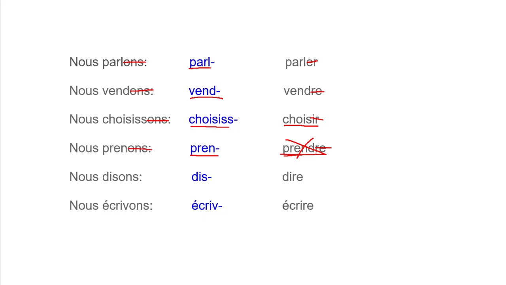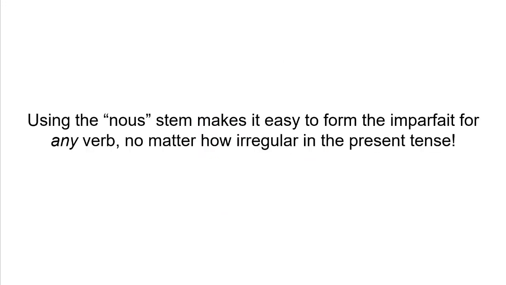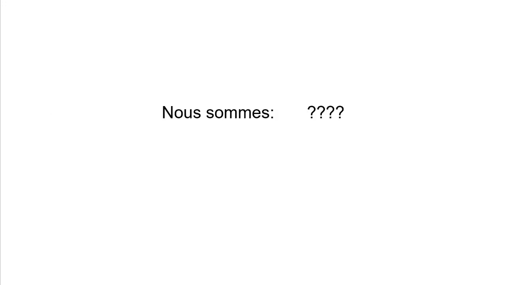Dire, I mean, that's not a word. No. Okay, so take off the ONS. That's how you get your stem. The verb écrire is irregular, but it's very easy to get the stem. So by using the nous stem, it makes it easy to form the imparfait for any verb, no matter how irregular it is in the present tense. Well, être, nous sommes, that one doesn't work. We'll come back to that. But for the rest, the pattern really works.